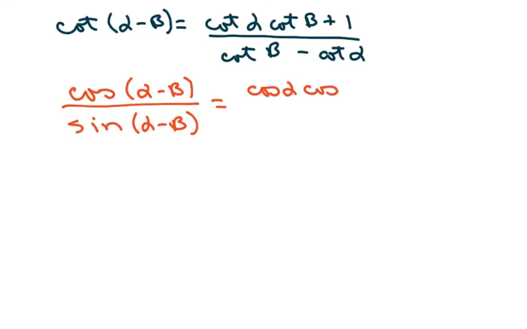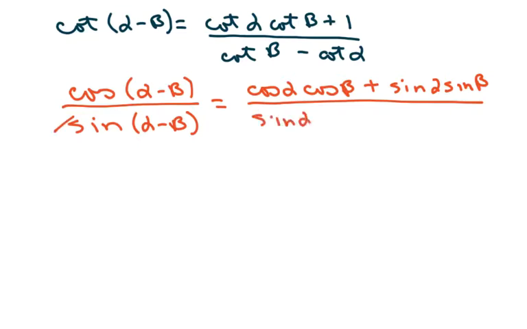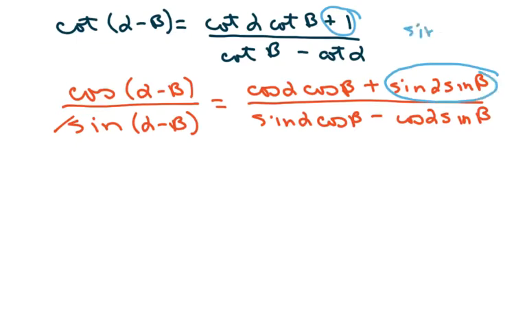Cosine of alpha, cosine of beta, and it's going to be plus sine of alpha sine of beta over, I'm going to do the second part, sine of alpha cosine of beta minus cosine of alpha sine of beta. All right, we're going to do the same thing. We're going to force this. We see this 1 here. So what I'm going to do is divide everything by sine of alpha sine of beta.